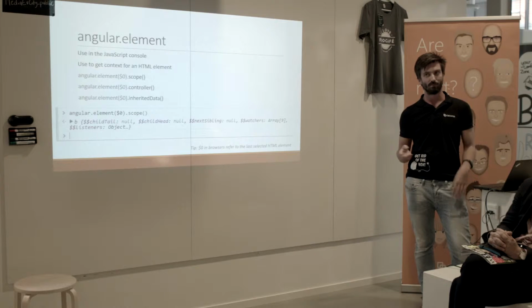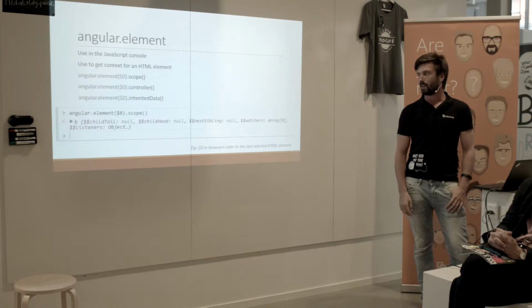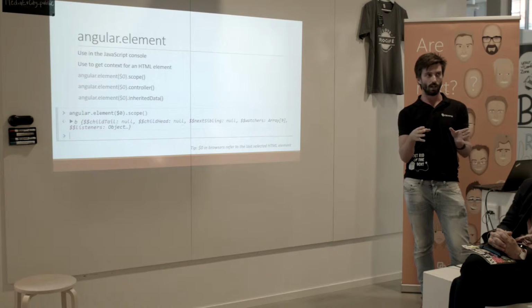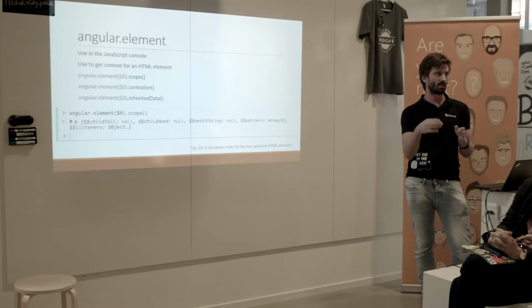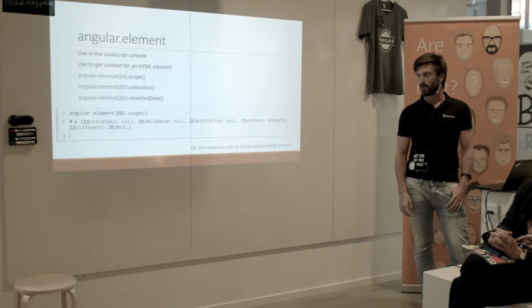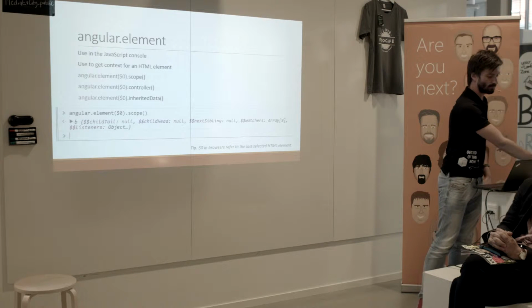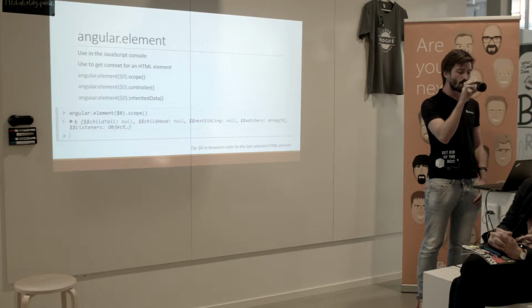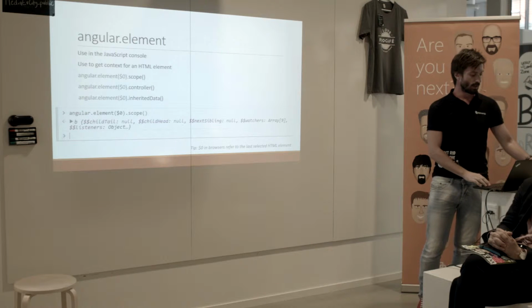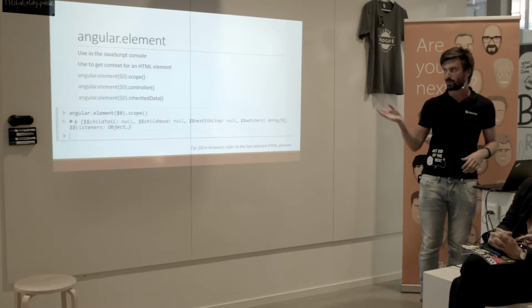Scope and controller, I think you know what it is. The inherited data is when you do a binding and you bind to a variable and Angular doesn't find the variable, it actually goes to the inherited scope and looks for the value there instead. So that's the inherited data that you can get from that method. I will show you later how you can use this.